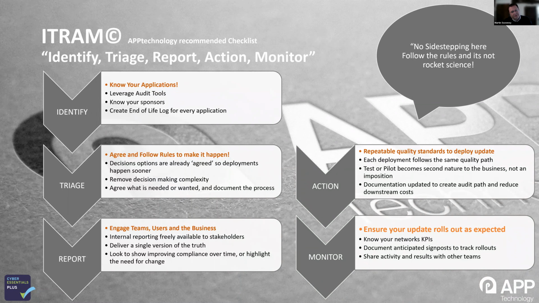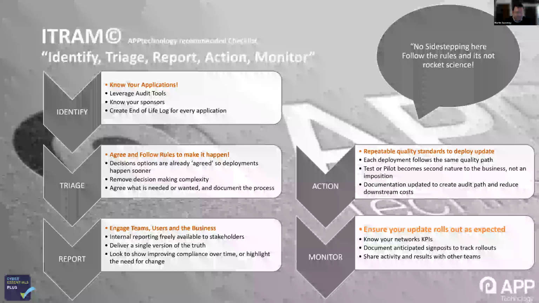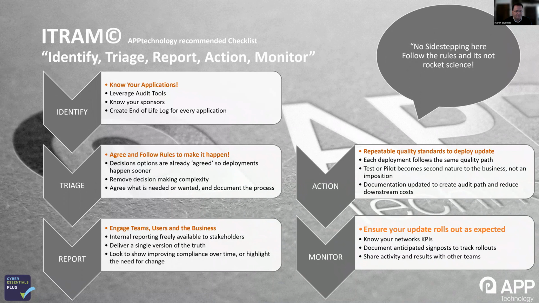We can't cover all of the checklist points now. That really would be death by PowerPoint. But on this slide, we have listed the three key steps in each of the 5 stages. Under identify, you need to know your applications. You need to leverage audit tools using what you have or consider further tooling. Talk to us if you have a requirement. You need to know your sponsors and application stakeholders so that you're having the conversations with the right people and involving them in the right processes. And you need to create an end-of-life log covering every application.